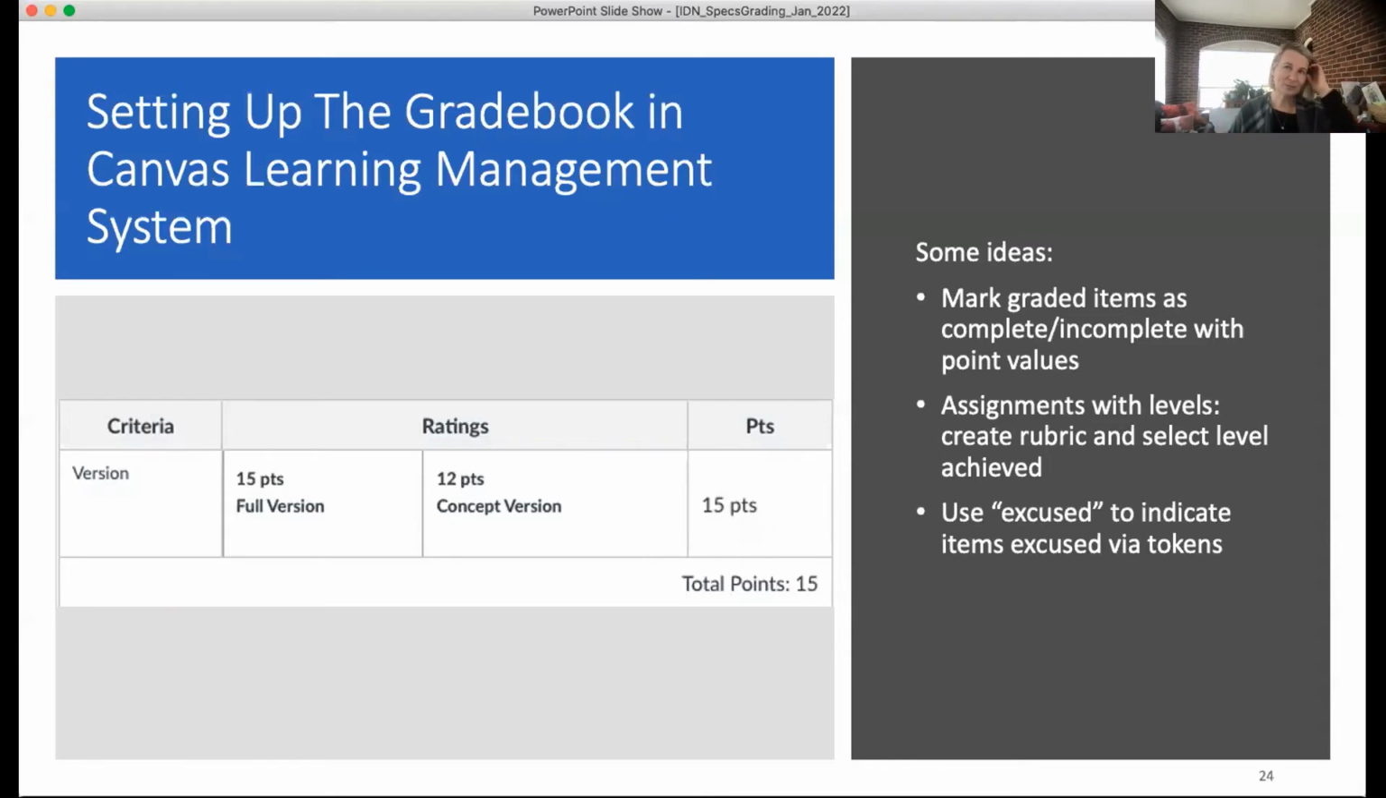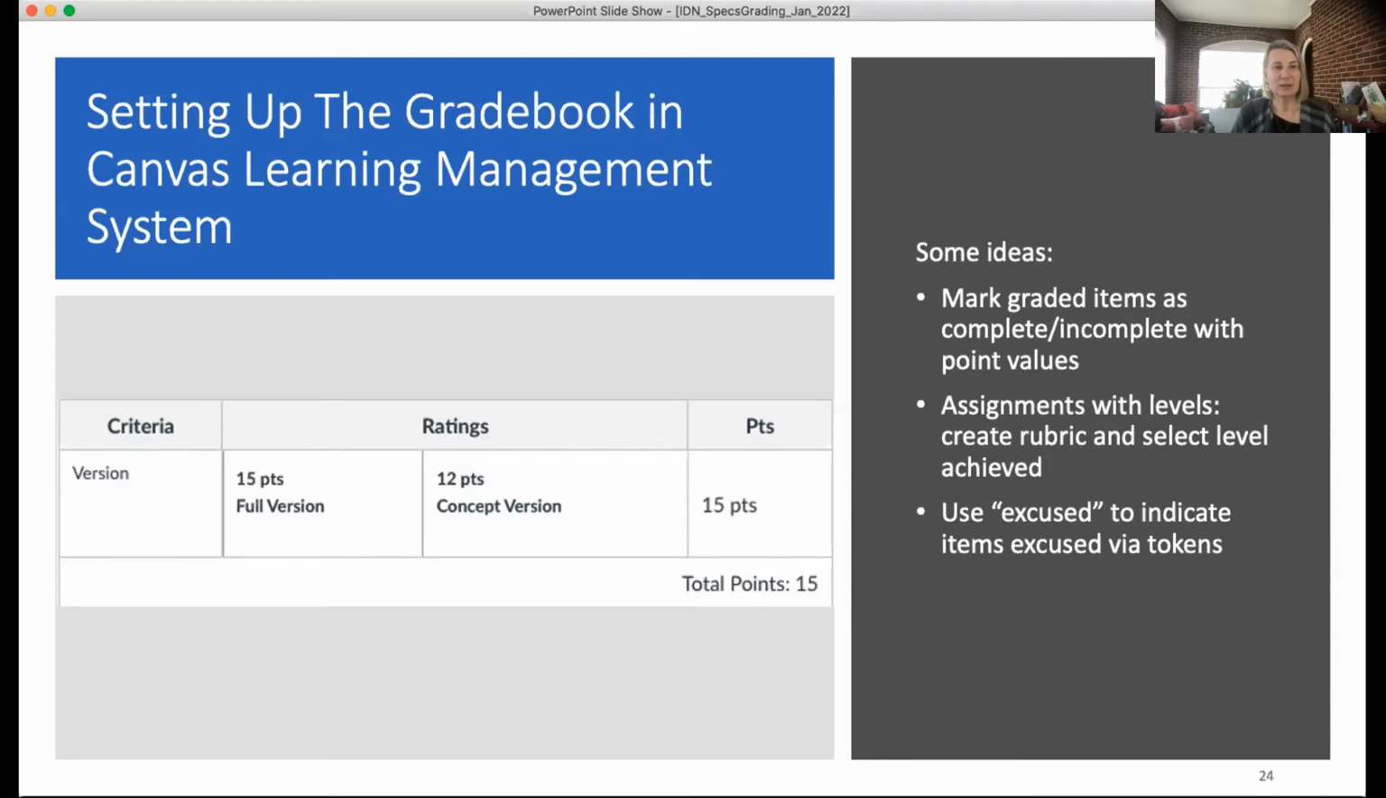Okay, some of the nuts and bolts stuff that you might be interested in. Setting up the grade book in Canvas. There are a lot of ways to do this, and it really depends on how you've set up your assignments. I tend to, if something's just going to be pass-fail, then I use the complete, incomplete on it, and I'll just put the point value in, so the numbers will add up at the end, but I'm just marking things complete and incomplete along the way.